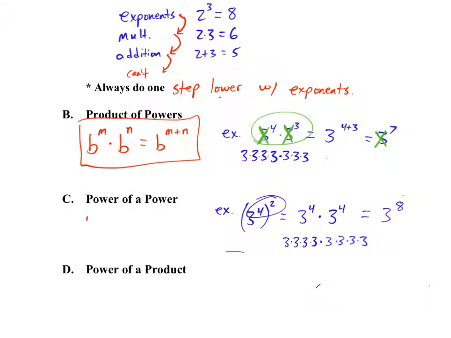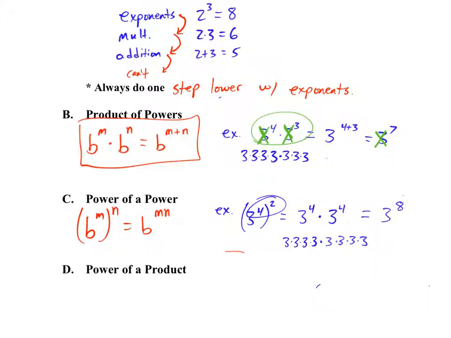So the way we write it is b to the m in parentheses to the n power equals b to the mn, or m times n. You could do a little multiplication dot in there if you wanted to. B to the mn. Good so far?